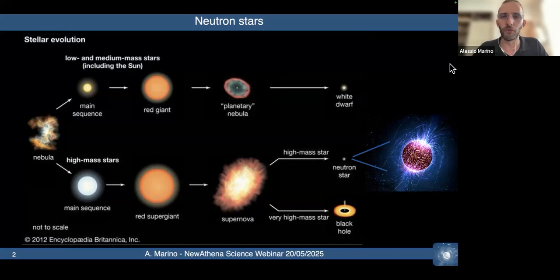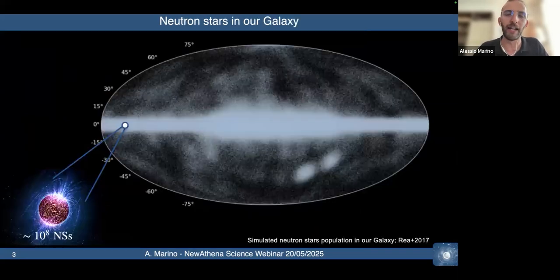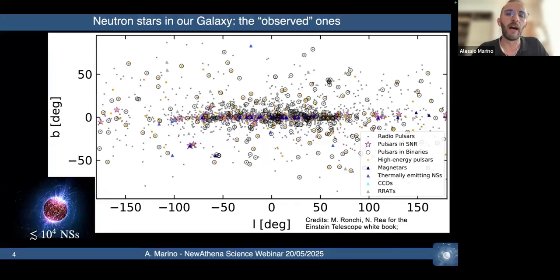We know plenty of neutron stars. We expect in our galaxy alone to have 10^8 neutron stars. We actually see only the tip of the iceberg of the whole population. Indeed, the number of neutron stars that we know and have observed is slightly less than 10^4. And this population is very diverse. We have pulsars in binaries, we have neutron stars in high mass and low mass X-ray binaries, we have magnetars, CCOs, a lot of acronyms. But the most common beasts that you can encounter in terms of neutron stars in our galaxy are radio pulsars.